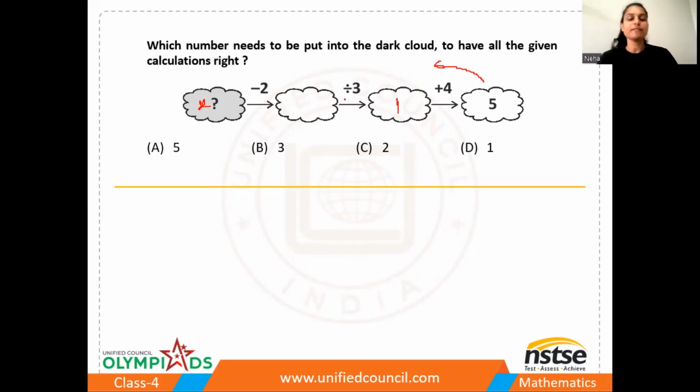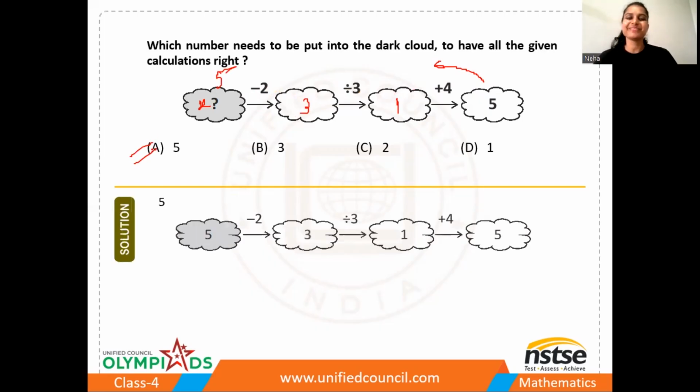Now I have the division. The opposite of division is multiplication, so just do the multiplication. 1 multiplied by 3 is 3. Now this is subtraction, so just do the opposite of subtraction, which is addition. 3 plus 2 is 5. So I can say yes, option A, 5, is your right answer. That's it, this is your solution. Whenever you are going from back to start, just do the reverse of all the mathematical operations. That's it, you will get your answer.